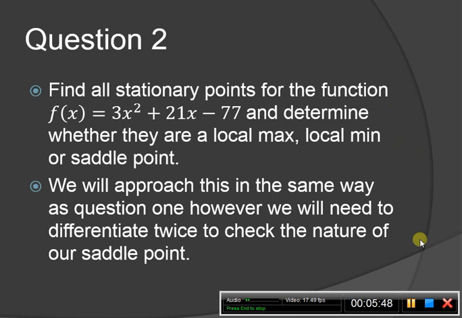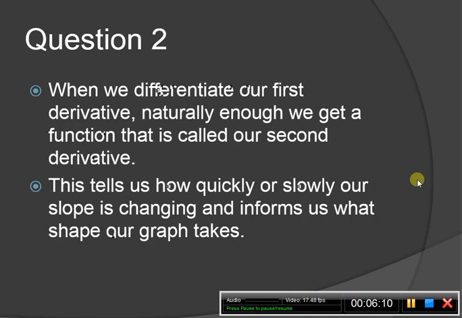Question 2. Find all the stationary points for the function f of x equals 3x squared plus 21x minus 77 and determine whether they are a local max, local minimum, or a saddle point. We will approach this question in the same way as question 1, however we will need to differentiate twice to check the nature of our saddle point.